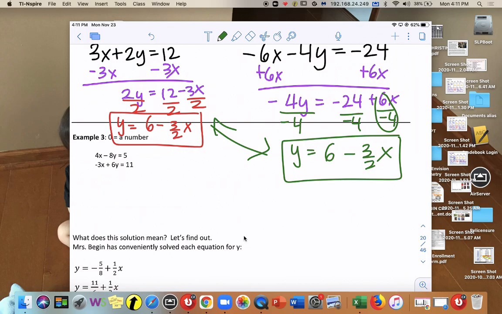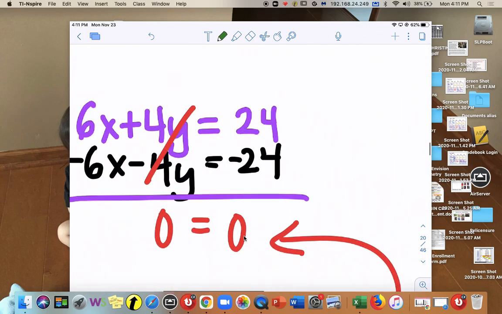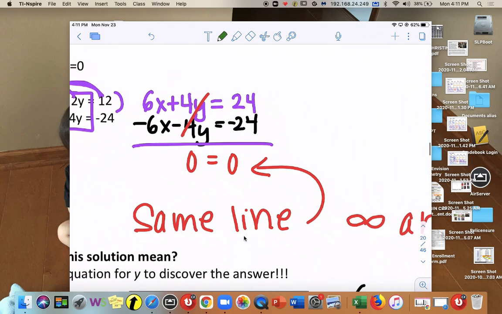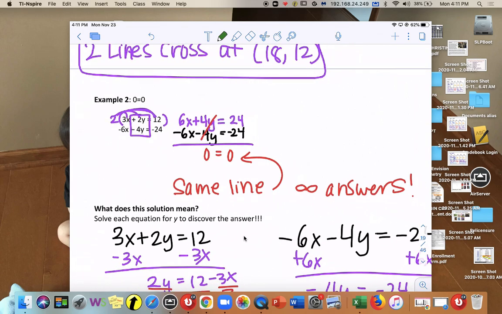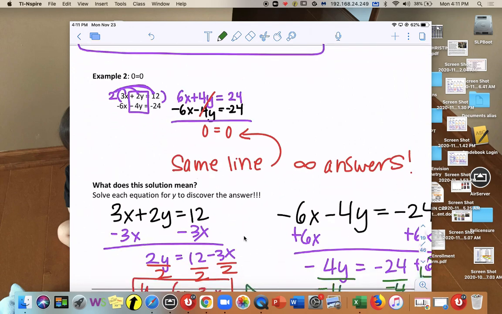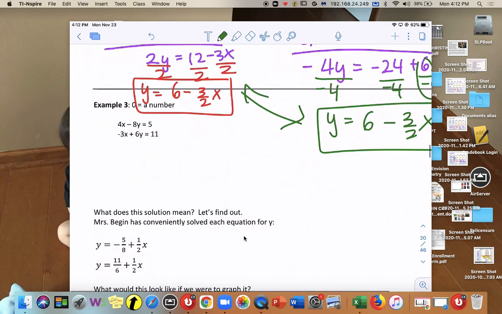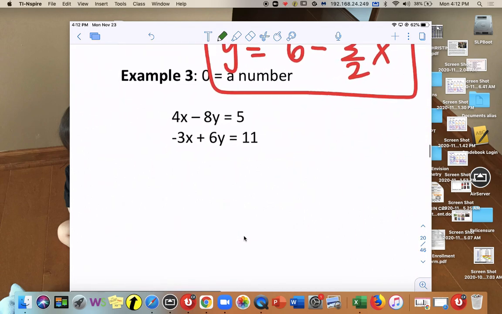So if you get everything to cancel, if you get 0 equals 0, which will happen on today's assignment, it means that it's the same line and there's infinite answers or infinite solutions. Okay, let's take a look at example 3 right here.